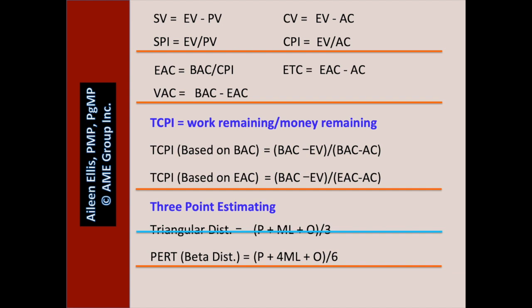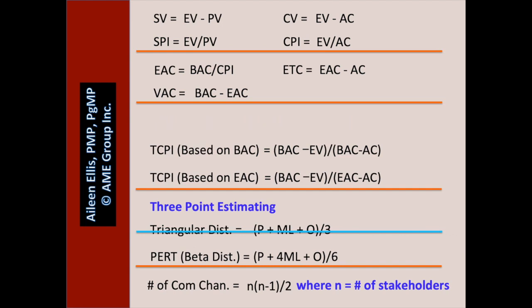The last equation we may need for the exam is the number of communication channels. It equals n times n minus 1 divided by 2, where n is the number of stakeholders. When I look at this list, I probably would not write down TCPI equals work remaining divided by money remaining. I wouldn't write down three-point estimating, and I wouldn't write down where n equals the number of stakeholders.